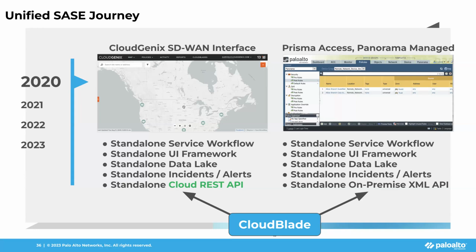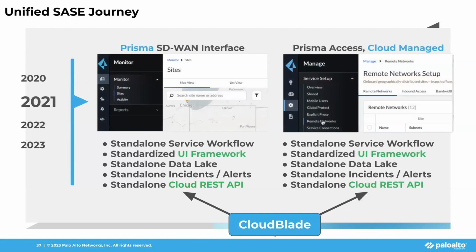So in 2020, we basically had basic integration between Prisma SD-WAN and CloudBlades, based upon Prisma SD-WAN and Panorama, based upon our cloud-based technology. And everything was kind of separate there. We integrated where it made sense. The next part was to standardize a UI framework, where we delivered this monitor and manage framework in addition to RESTful APIs. Data lakes were still separate, as were incident and alert pipelines.